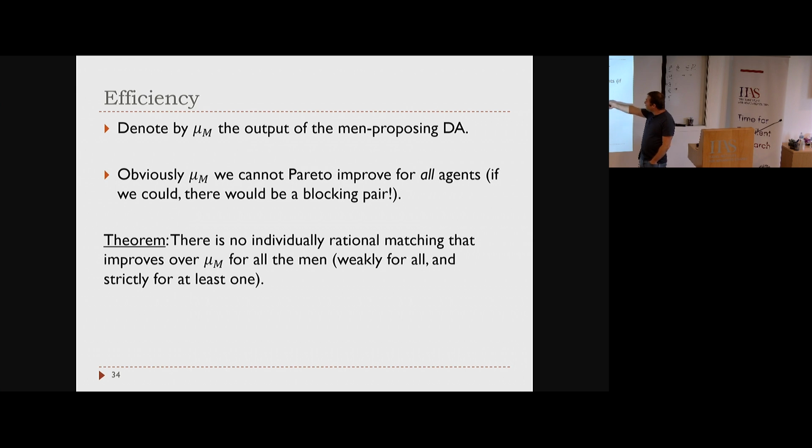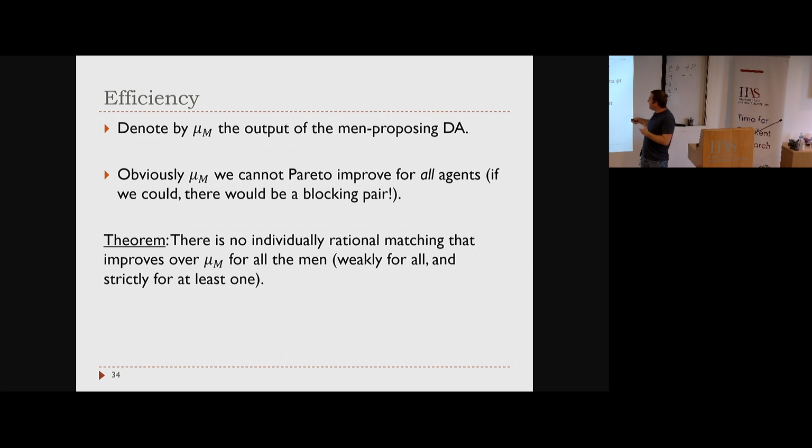So suppose we denote by mu m what comes out of the men proposing deferred acceptance. It's clear that you cannot Pareto improve over mu m. We cannot make all the agents weakly better off and some of them strictly better off, because if we make some of them strictly better off, that means that there is a man and a woman that get strictly better off by matching together, meaning that there was a blocking pair because they could deviate from mu m.